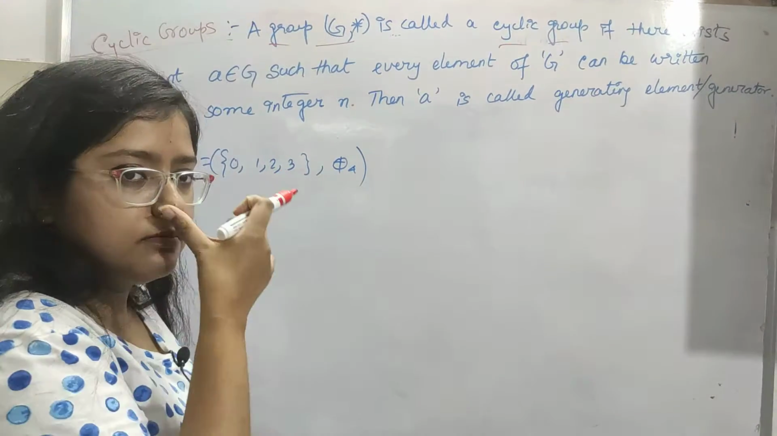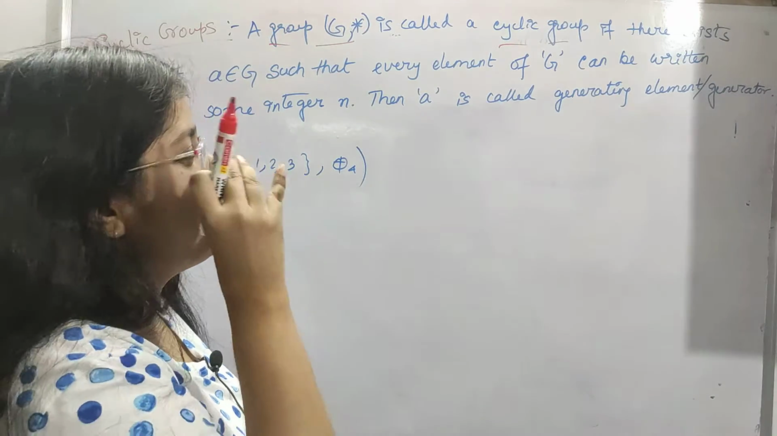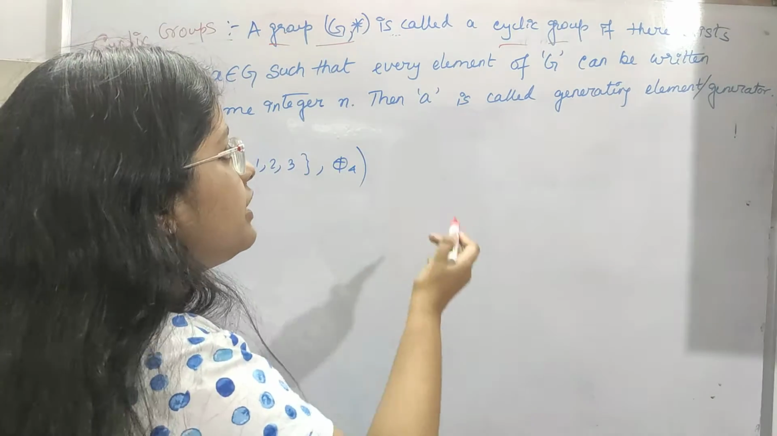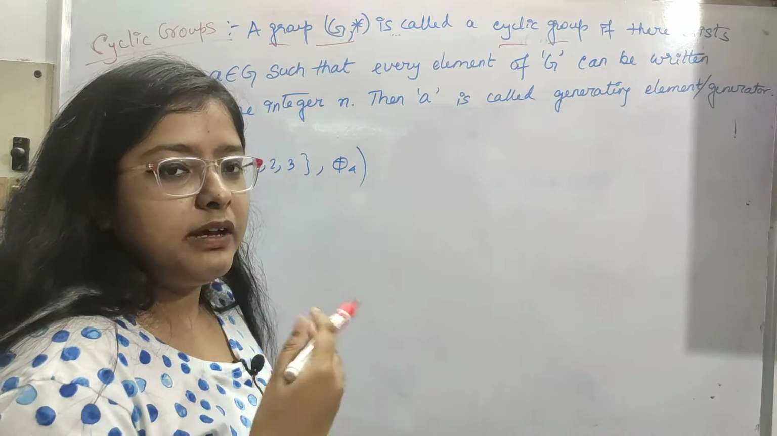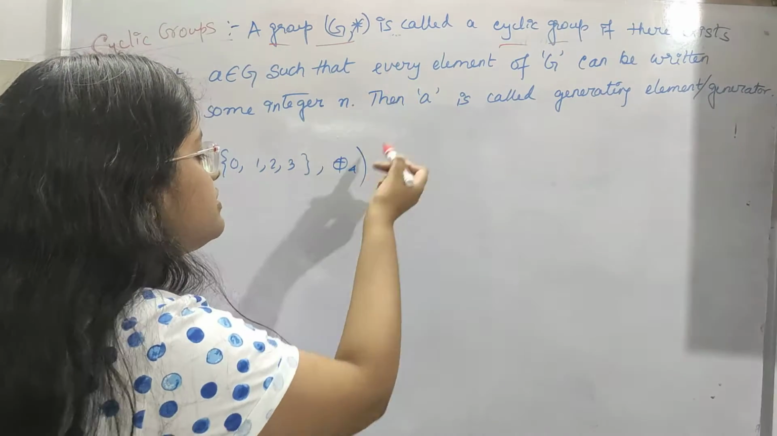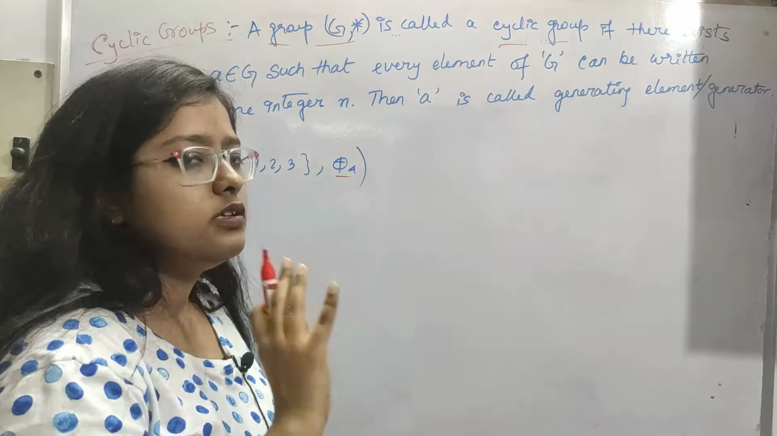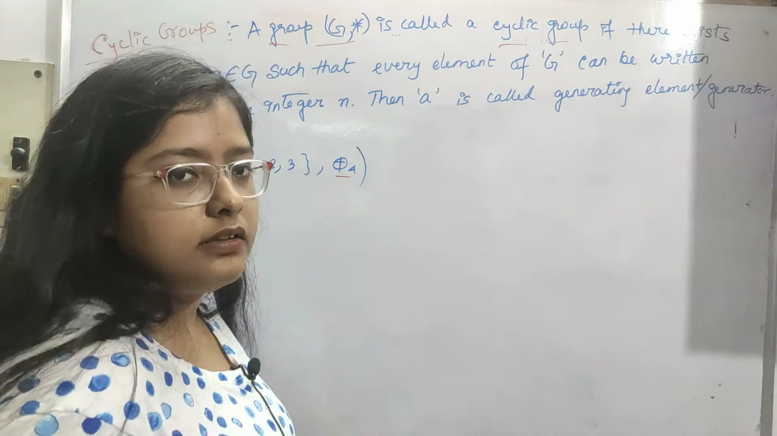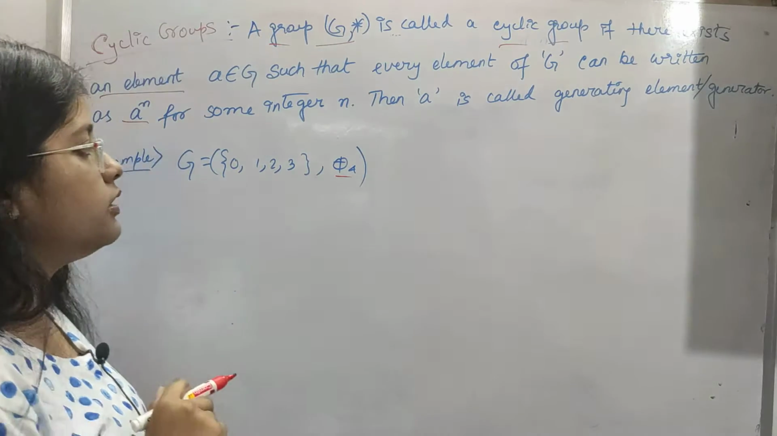In easy words, आसान भाषा में, if any element can generate all the other elements in that group by using power or whatever operation is given. I mean power is just the notation, but here you are using modulo 4, I will explain what this is. So if you can generate all the other elements in that particular group, then it is called the generator of that group.